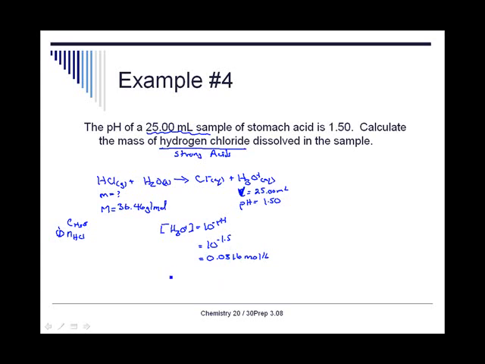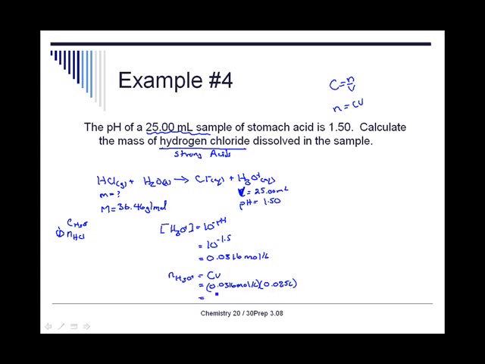Now I can find the number of moles of H3O+. And we're going to use our concentration formula, so I'm just going to write that down over here. Concentration is equal to N over V. We want N, so N is equal to CV, so concentration times our volume. Our concentration is 0.0316 moles per liter, and our volume is 0.025 liters. Always make sure our units match.